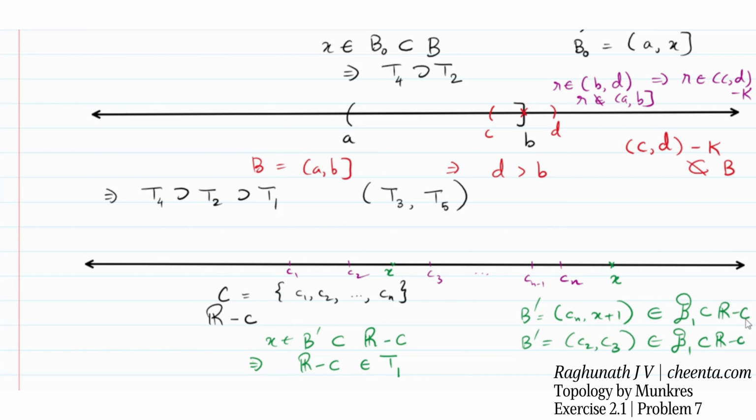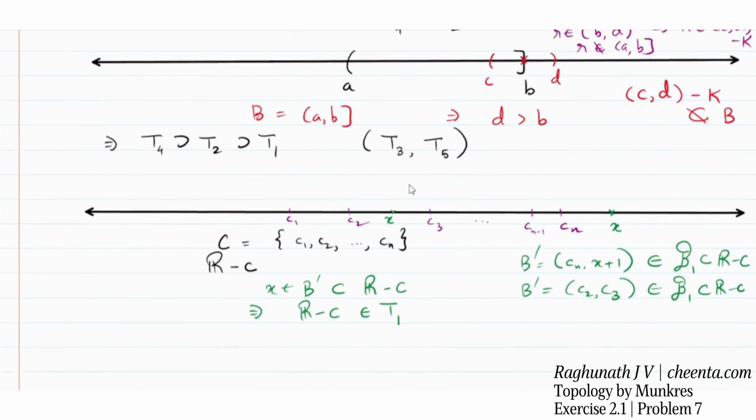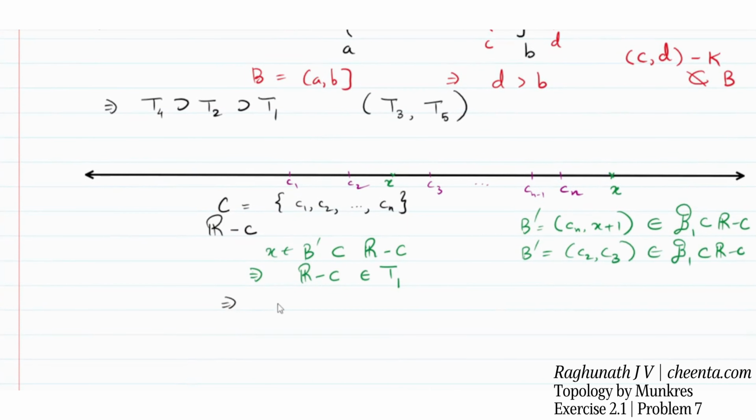And I can make b prime to contain all the elements of R minus C like this. So hence, it turns out that T4 is finer than T2, is finer than T1, is finer than T3. But is it true that T3 is finer than T1?